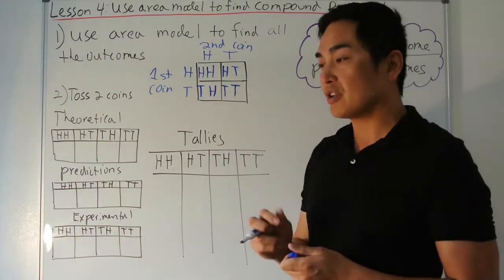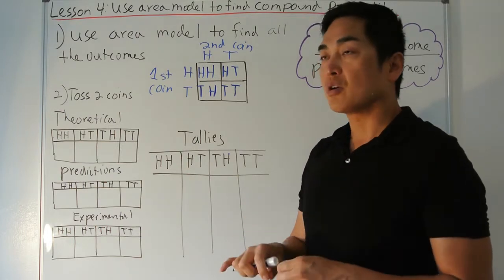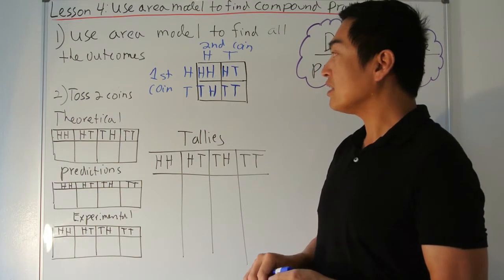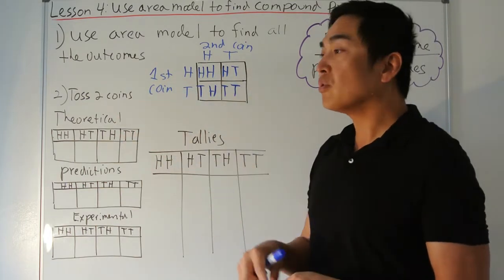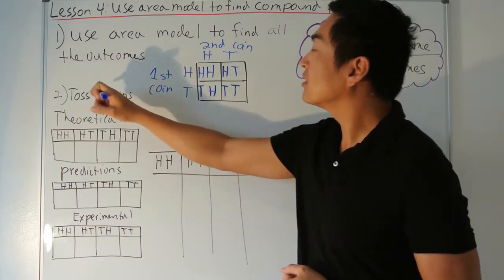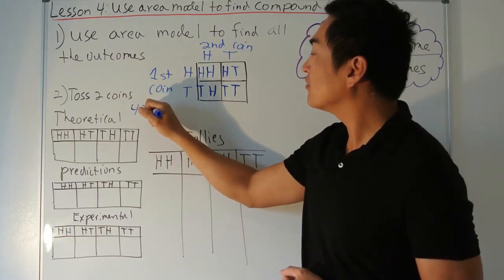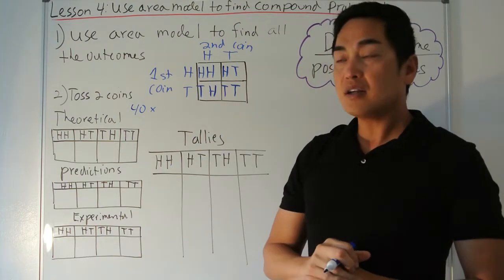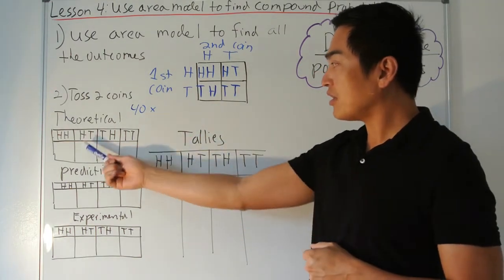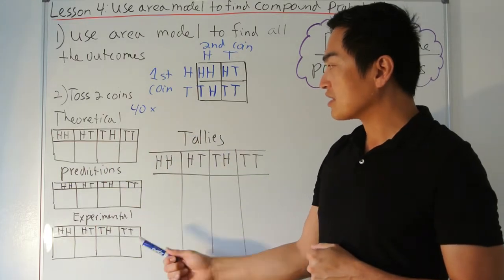Now, here's what you're going to do. You will go ahead and grab 2 coins, and we are going to do an experiment. We're going to toss 2 coins 40 times. Again, let me go ahead and toss it. So you should have the theoretical part, prediction, and your experimental.